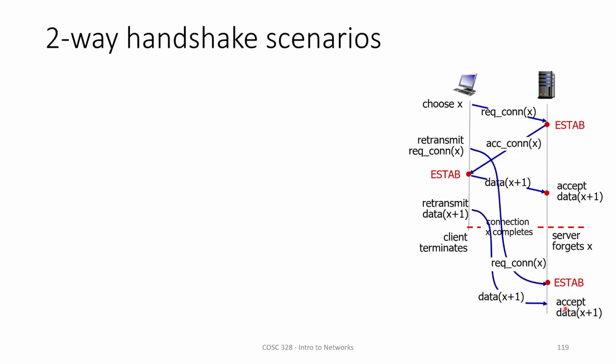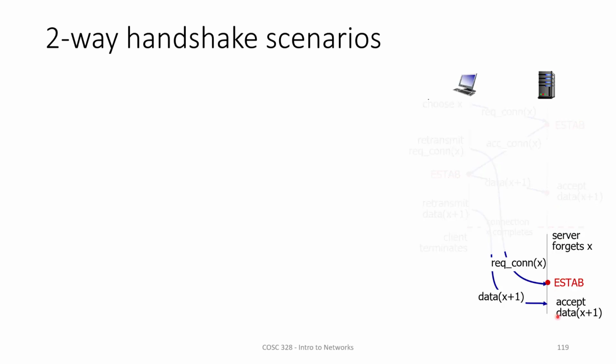And now think about that. That data is basically a message, for example, to withdraw $100 from your bank account. So you don't actually want that, right? This is a duplicate message. And this duplicate message is accepted at the server, and this is the problem. This is not what was meant on the client side.